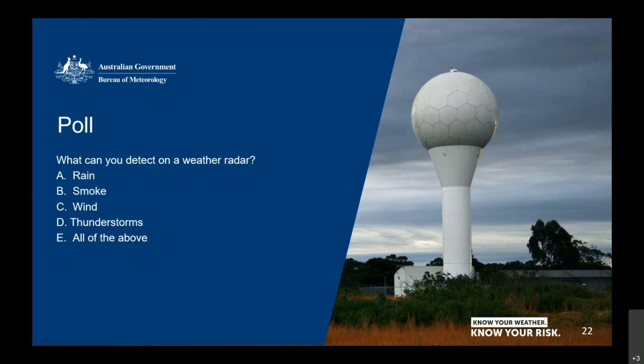Maurice would like to know, and I think this is an Andrew question, are there any radars on Christmas Island? There are no radars on Christmas Island.